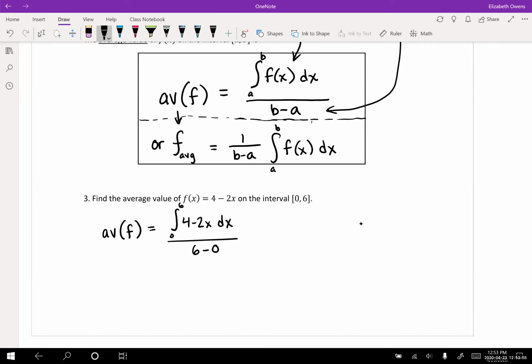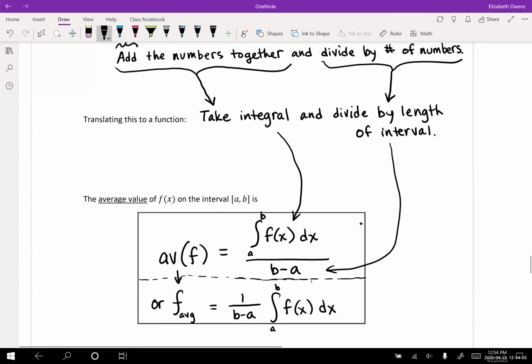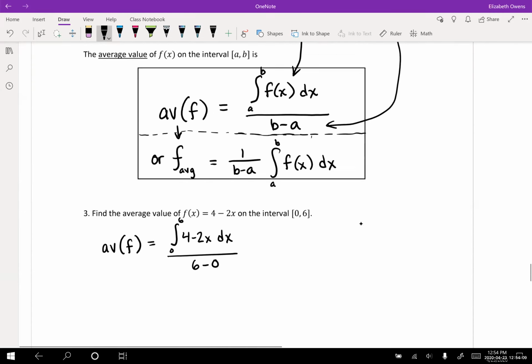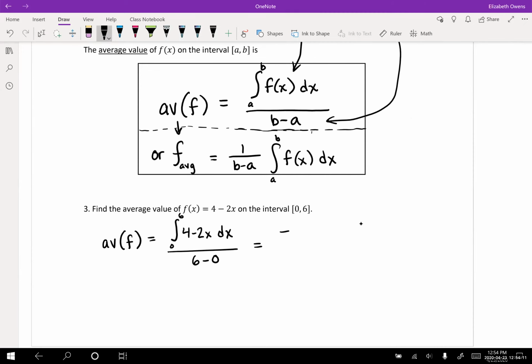And conveniently for this one, you might notice that that integral is the one we just did. All right, integral from 0 to 6 of 4 minus 2x dx. Ta-da! Magic integral complete. Okay, so that is negative 12. We just did that previous problem. Okay, and then the length of our interval is 6, of course. And so we'd get an average value of negative 2.